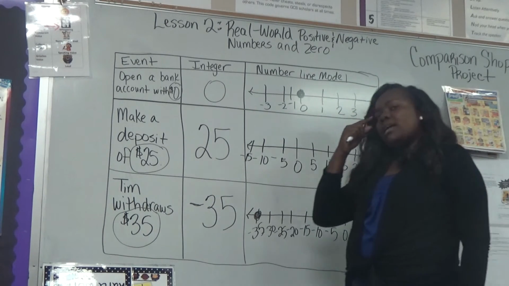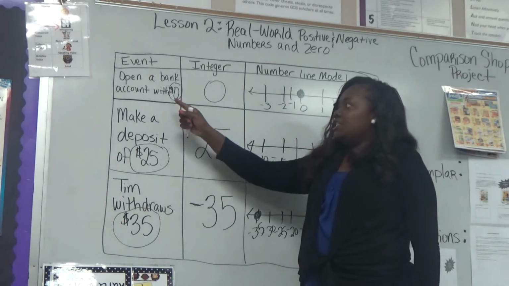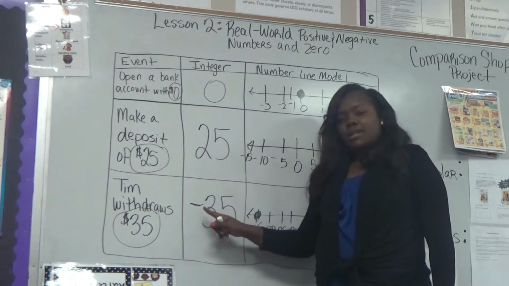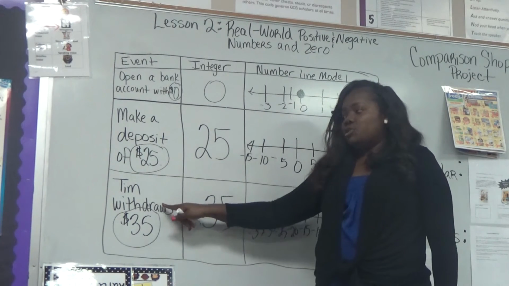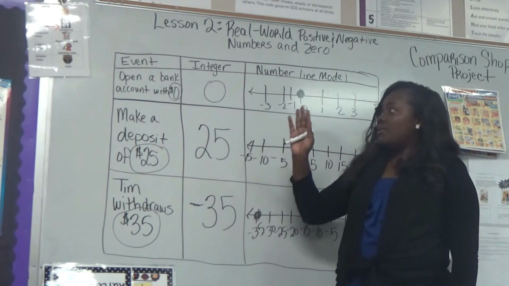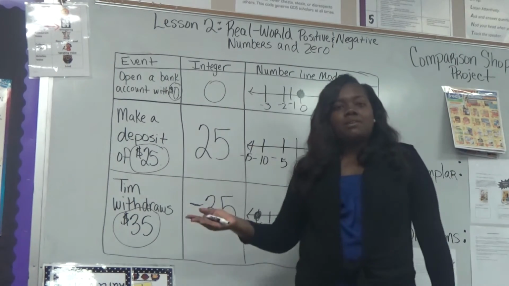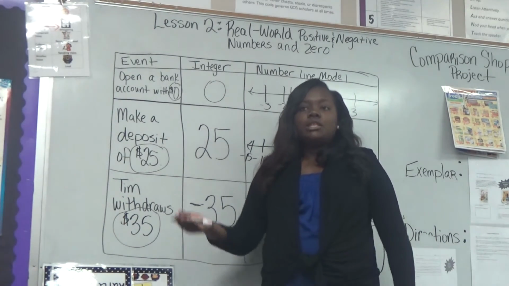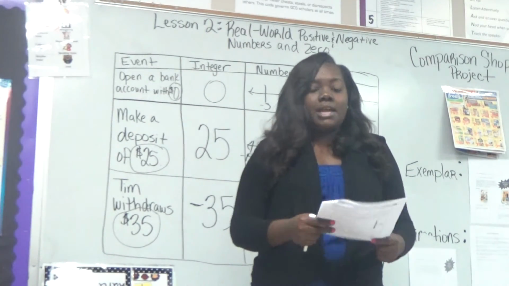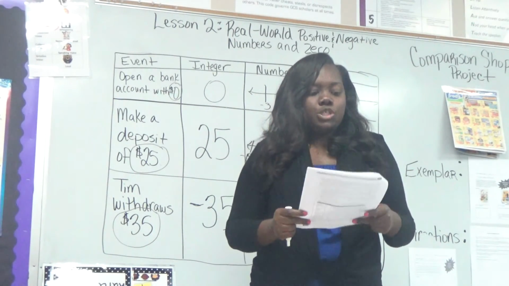So remember to look at your keywords in each event to know whether your integers will be positive or whether they will be negative. Withdrawals means negative. Deposits, positive. Remember, 0 is neither negative or positive. So make sure that you are paying attention to those keywords and details as you fill out exercise 2.